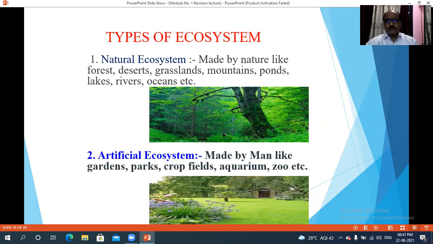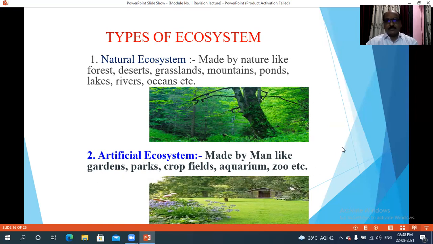Basically, there are two types of ecosystems: natural ecosystem and artificial ecosystem. Natural ecosystem means the ecosystem which is made by nature, like forest, desert, grassland, mountains, ponds, lakes, rivers, oceans, etc. So it is the example of a forest ecosystem.